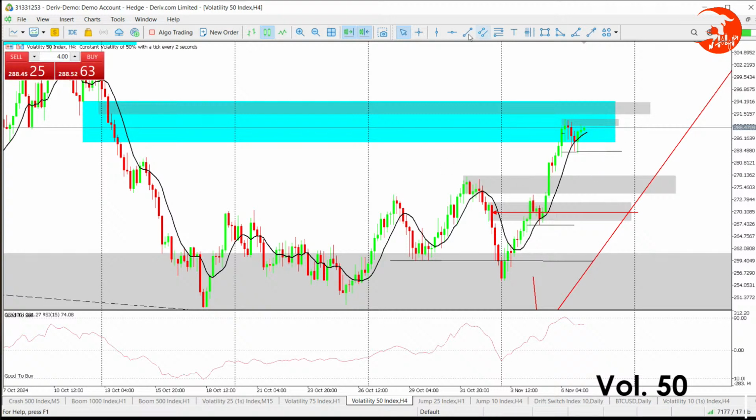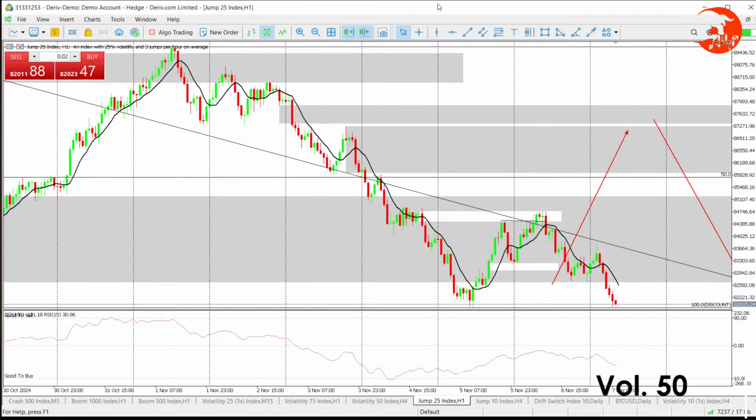All right, let me just leave that arrow there just for guidance and to quickly understand what we're looking for if we are doing a recap. All right, I think that's it for V50, and now I'll be heading to jump 25.